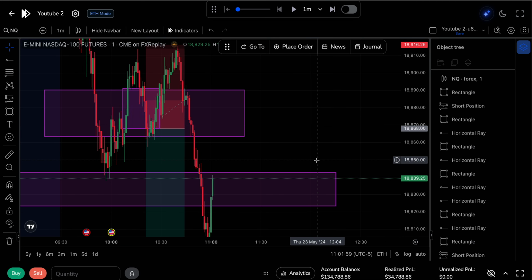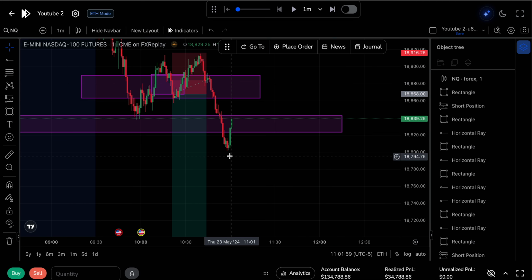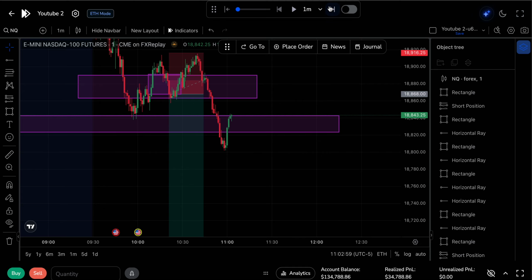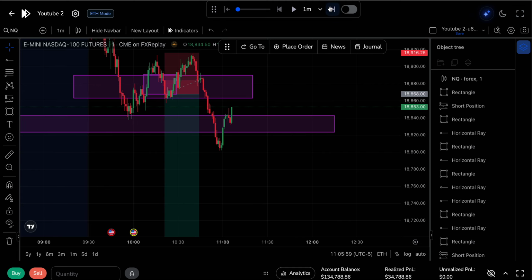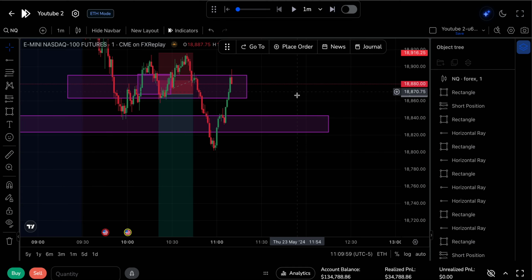All right, stopped out there. Probably could have trailed a little bit tighter. Probably will end up playing out lower. Nope. Look at that.